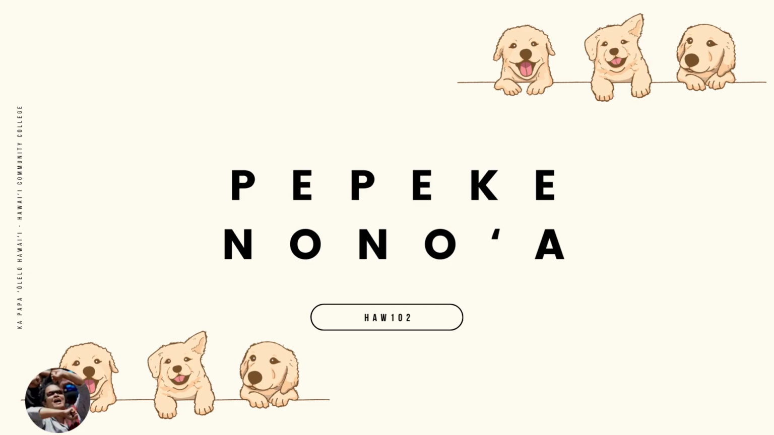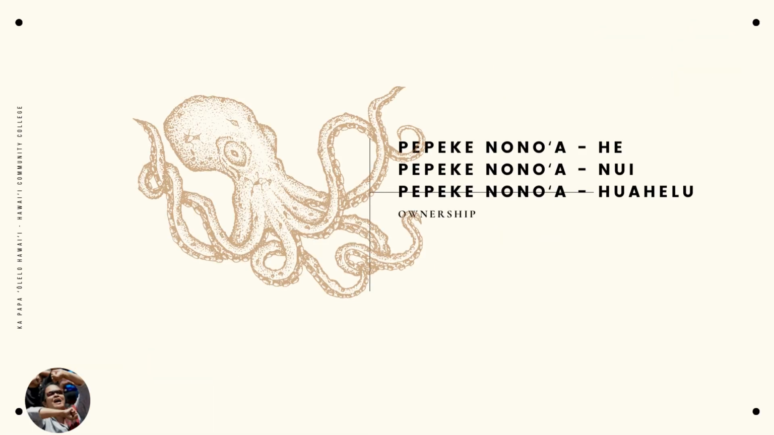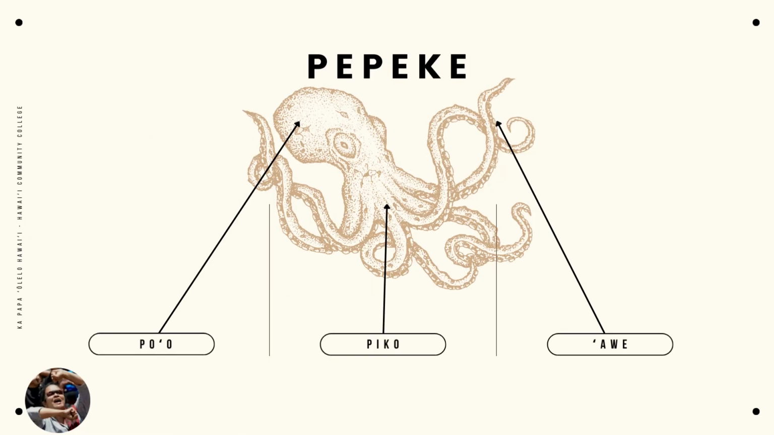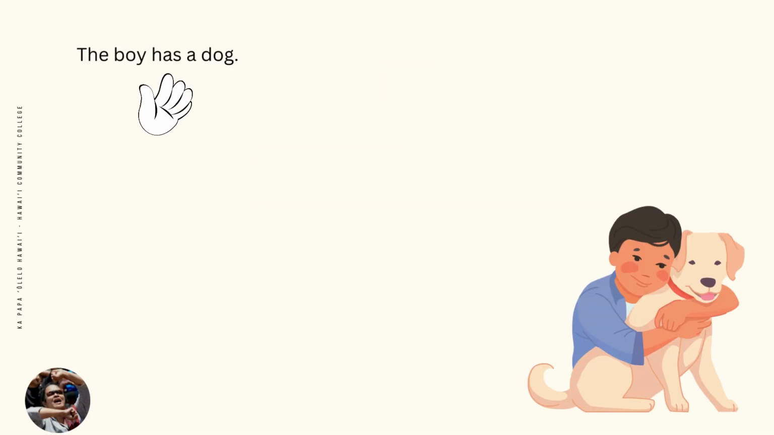The final pepeke of Hawaiian 102 is the Pepeke Nonoʻa, which shows ownership of an object. There are three types of Pepeke Nonoʻa. This video will speak to the Pepeke Nonoʻa he. Like all other pepeke we have learned so far, the Pepeke Nonoʻa is formulated using the poʻo, piko, and ave metaphor. Here is an example of a Pepeke Nonoʻa he sentence showing ownership.